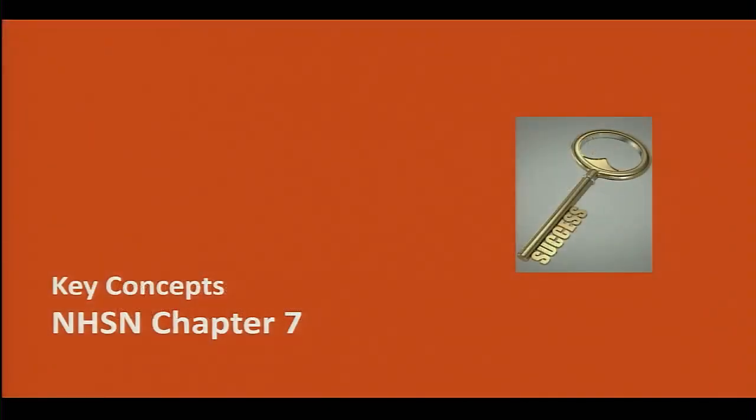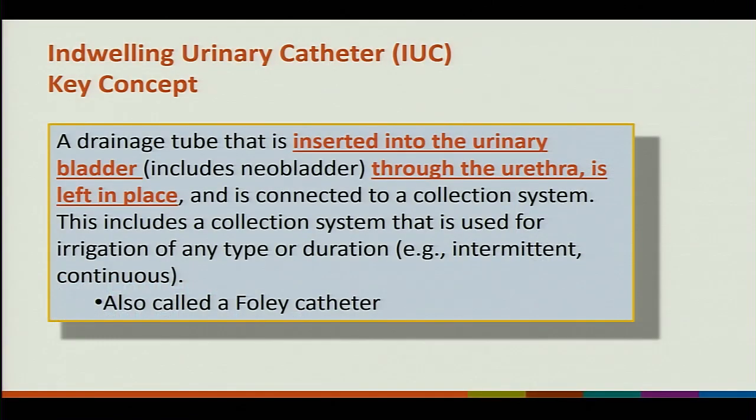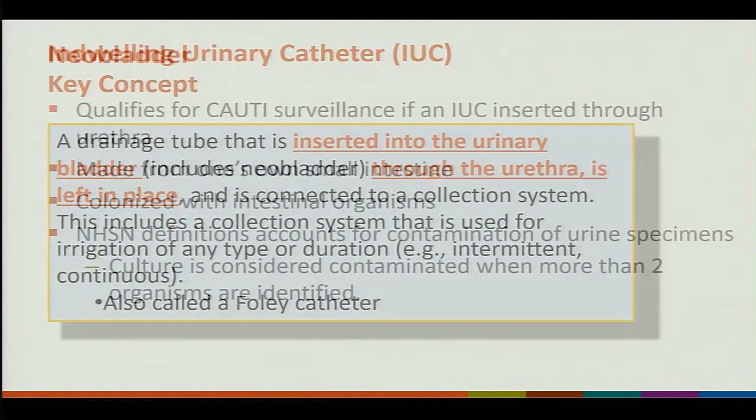Okay, that's the basic Chapter 2, definitions as they apply to UTI. Now let's look at Chapter 7, UTI concepts and definitions. This is the NHSN definition of an indwelling urinary catheter, specifically inserted into a urinary bladder, including a neobladder, through the urethra and left in place. For a bit of trivia, Foley was named for Frederick Foley. He was the surgeon who first designed the urinary catheter.